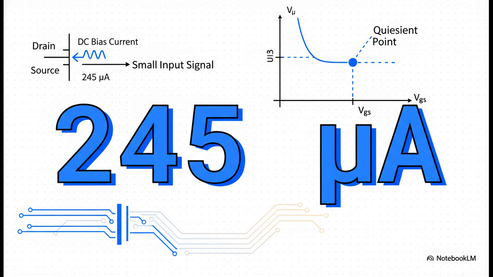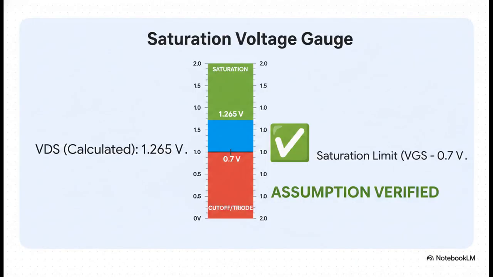So, with that assumption in place, a little bit of math tells us we've got a steady DC current of 245 microamps flowing through our transistor. Think of this as the baseline, the quiet state that our little input signal is going to wiggle up and down. And now for the moment of truth.